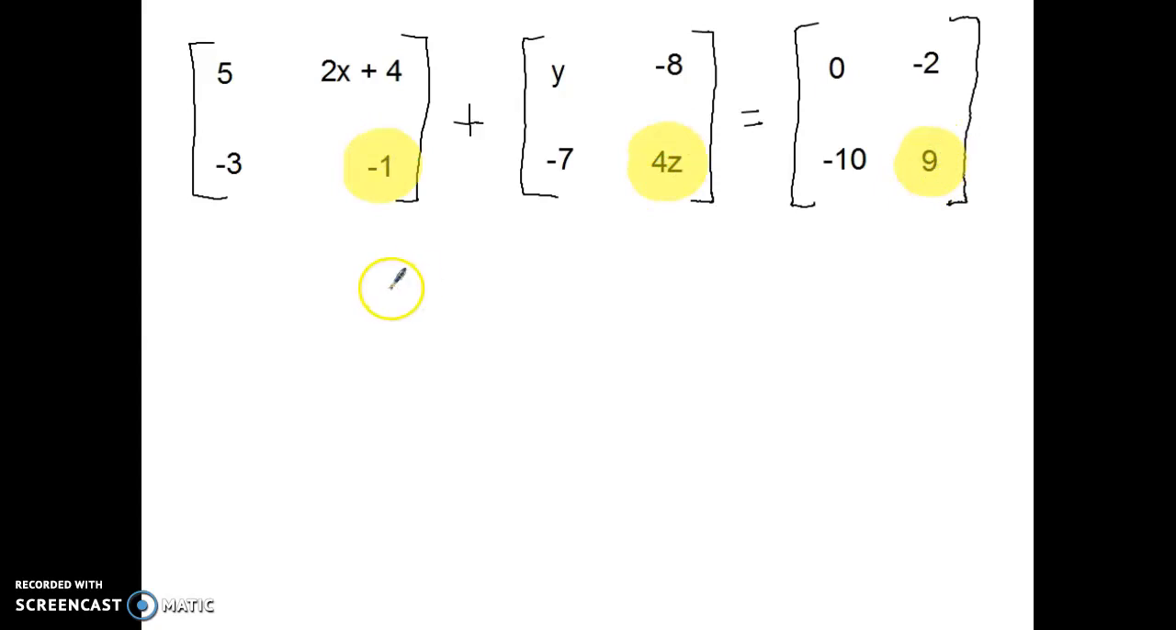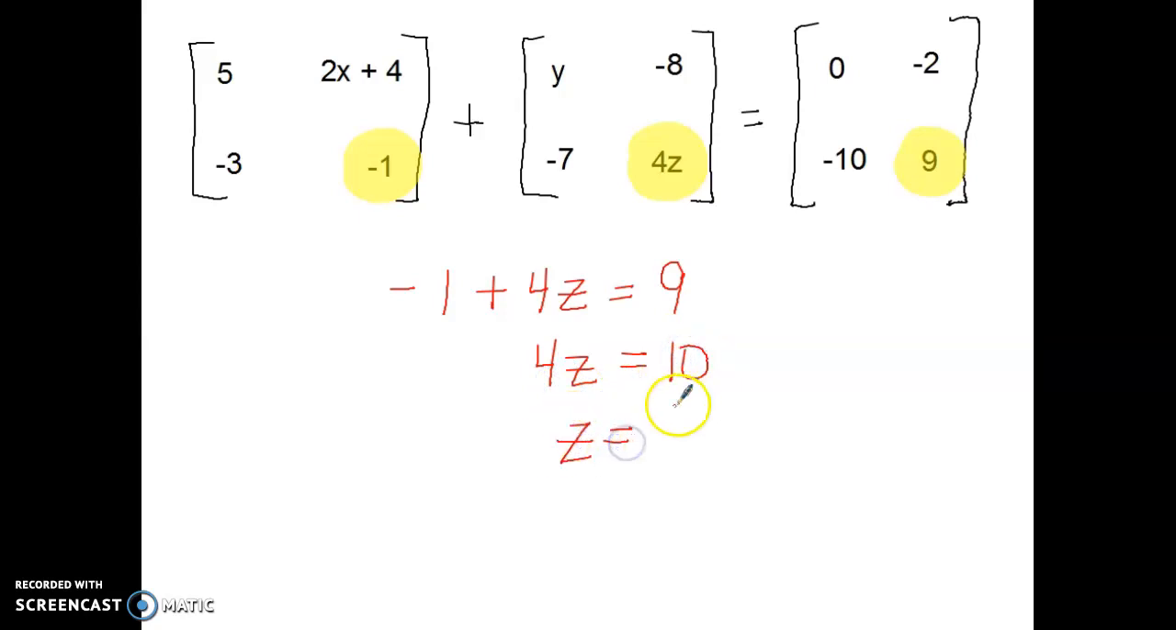My equation would be negative 1 plus 4z equals 9. I will add the 1 to the other side. Last, I have to divide by 4. 10 isn't divisible by 4, and it's okay to leave it as an improper fraction, but I want to make sure it's reduced. That means z equals 5 halves, 2 1/2, or 2.5.